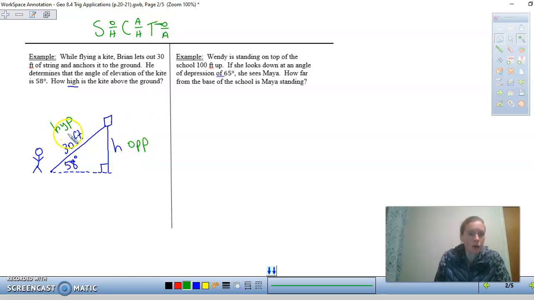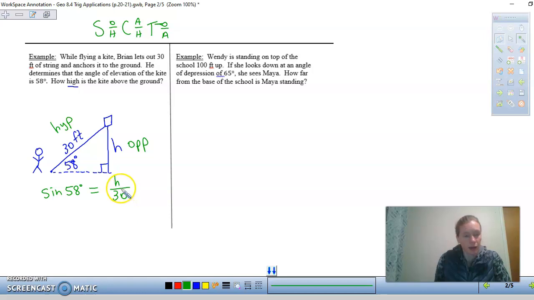If I want opposite over hypotenuse, that is going to be sine. So I set up sine. This is always an angle. And then I write my fraction. So opposite over hypotenuse.